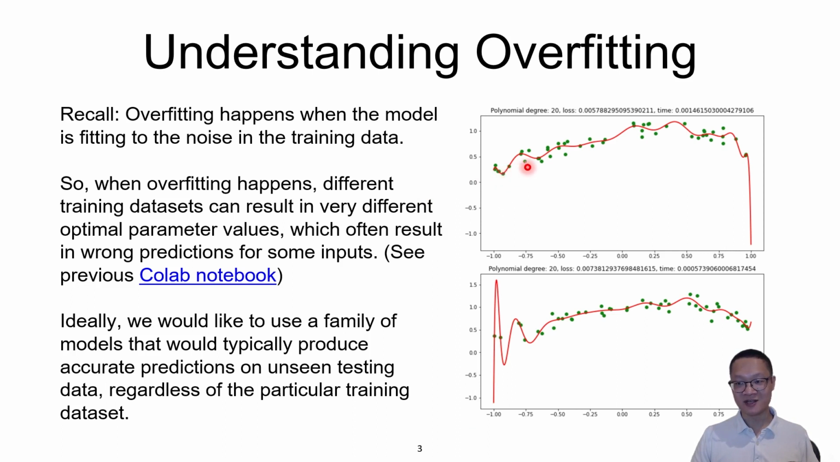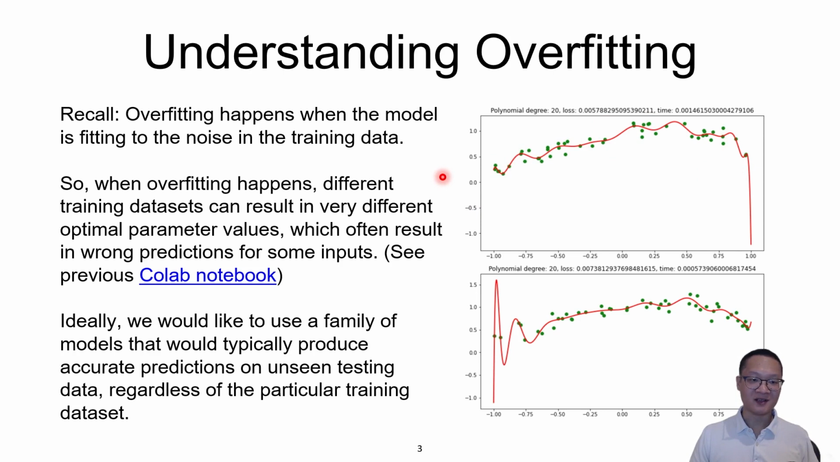If you look at these green training data, this is from the Colab notebook we covered a few classes ago. All of these green points have some variation, but a lot of that variation is due to noise. Overfitting is basically having a model following all the noise around.